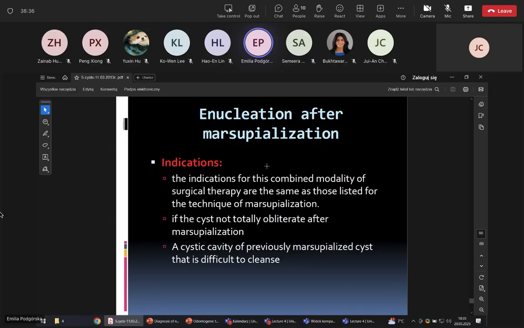Enucleation after marsupialization. Indications for this combined modality of surgical therapy are the same as those listed for the technique of marsupialization. If the tooth is not totally obliterated after marsupialization, a cystic cavity or previously marsupialized tooth is difficult to pierce.